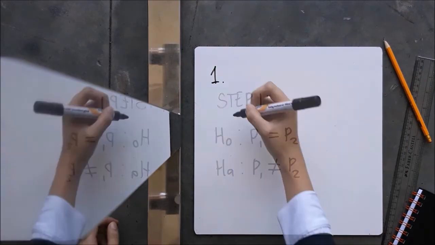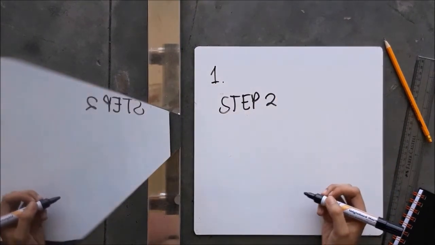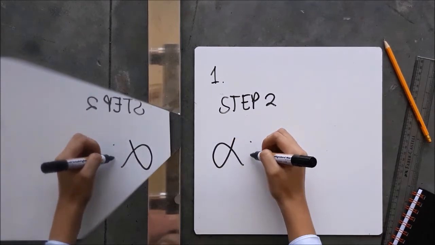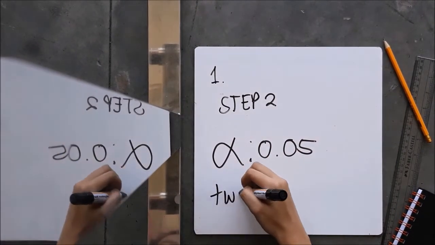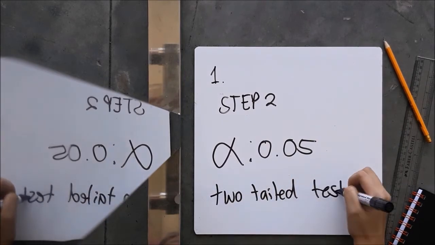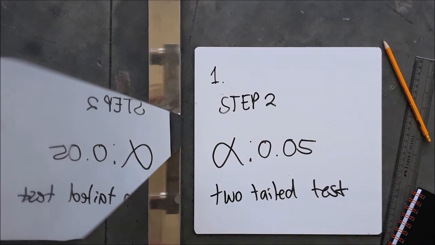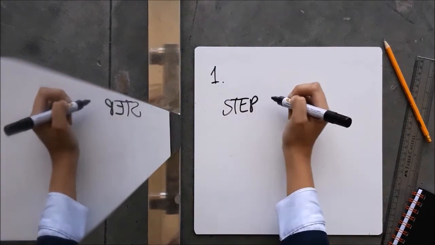Step 2, the alpha. The alpha is already given in the problem, which is 0.05. This problem will also be a two-tailed test since the problem is asking for the difference in the population. If the problem mentioned anything if it's greater or less than, then that will be the time that it will be a one-tailed test. Step 3 are the critical Z values.